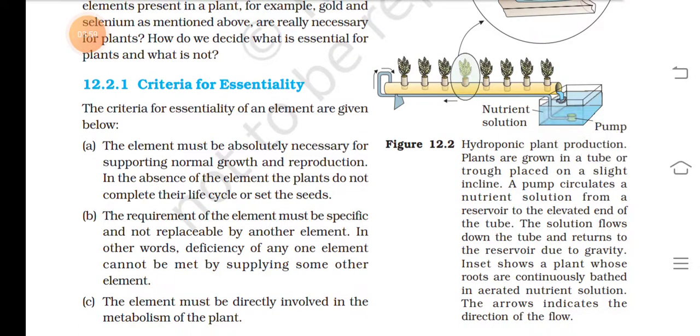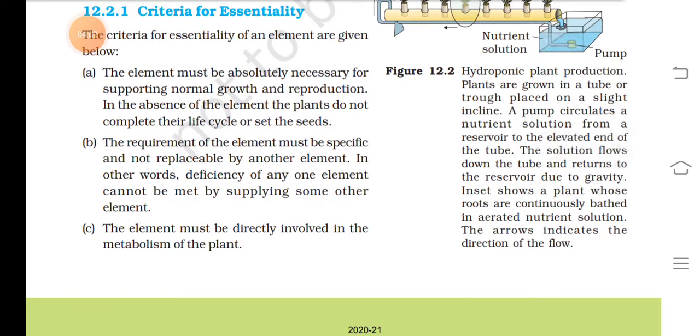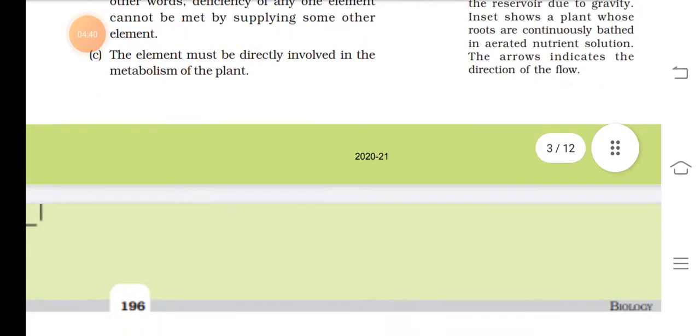How do we decide what is essential for plants and what is not? 12.2.1 Criteria for essentiality. The criteria for essentiality of an element are given below. A. The element must be absolutely necessary for supporting normal growth and reproduction. In the absence of the element, the plants do not complete their life cycle or set seeds. B. The requirement of the element must be specific and not replaceable by another element. In other words, deficiency of any one element cannot be met by supplying some other element. C. The element must be directly involved in the metabolism of the plant.